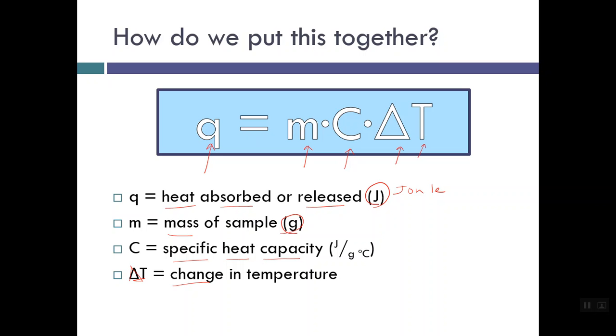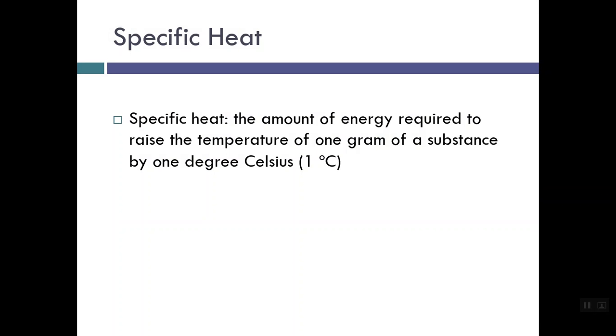So you have this equation. You know what you do with an equation: you just substitute in what you're given, and then you solve for your unknown. So specific heat is the amount of energy required to raise the temperature of 1 gram of a substance by 1 degree Celsius.